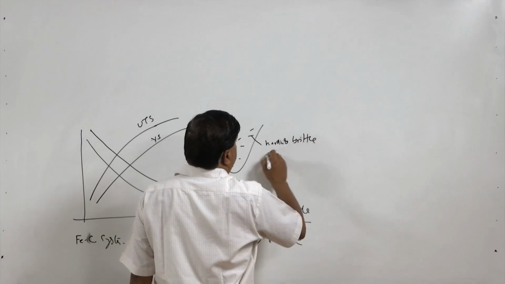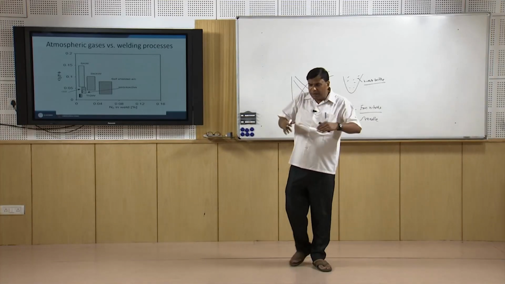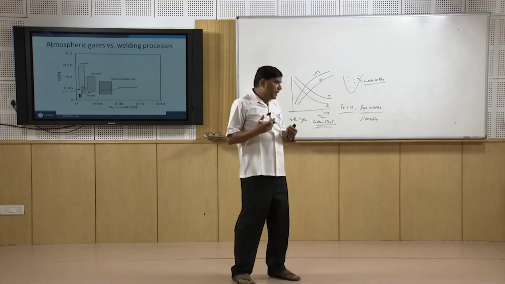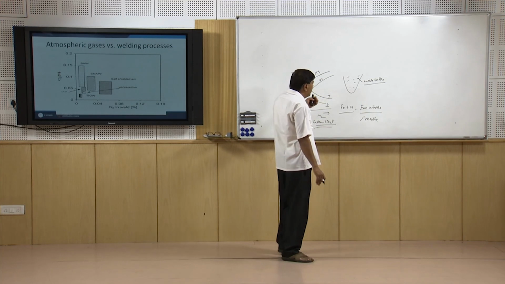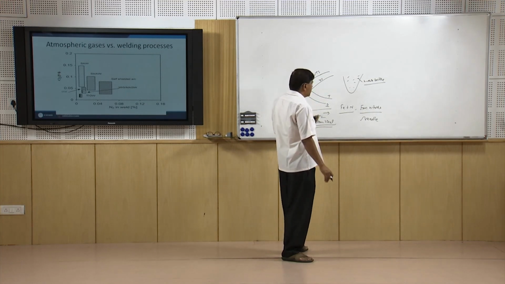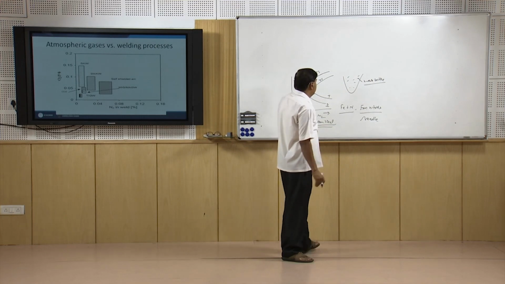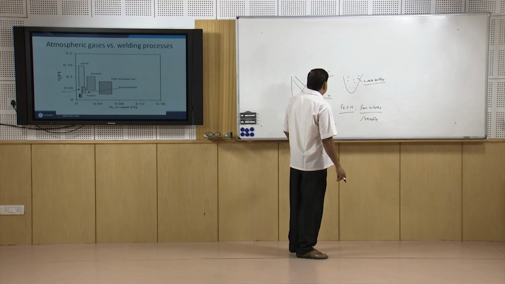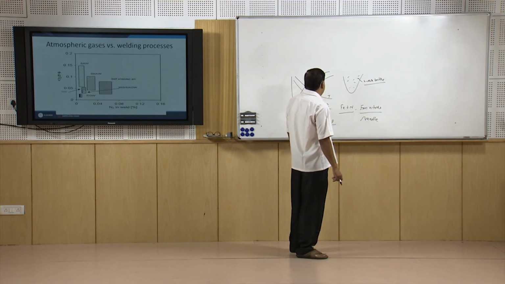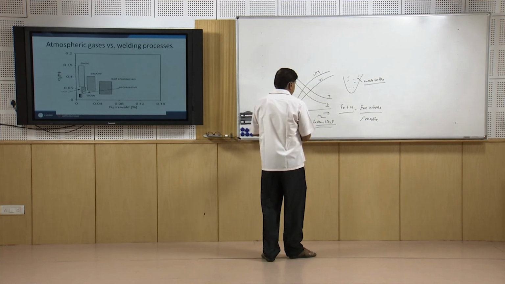So, the presence of hard and brittle needles in the matrix of the iron provides very good strength, but the sharp edged needles also facilitate the easy nucleation and growth of cracks, and that is why the ductility and toughness in general reduce with the increase in the nitrogen content.